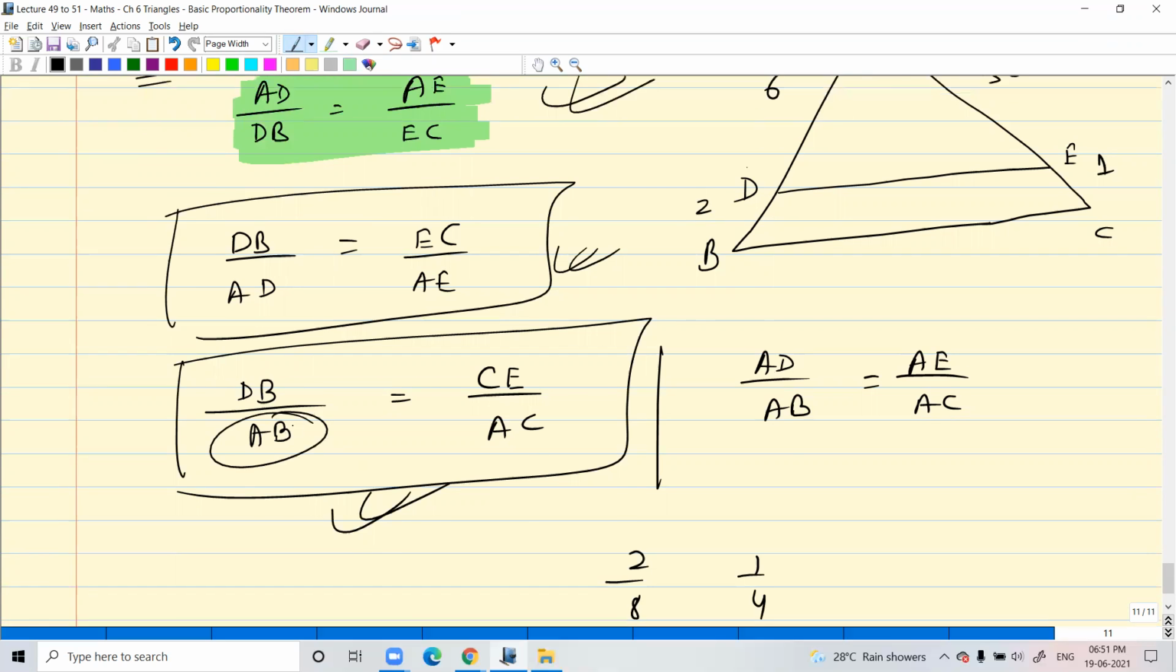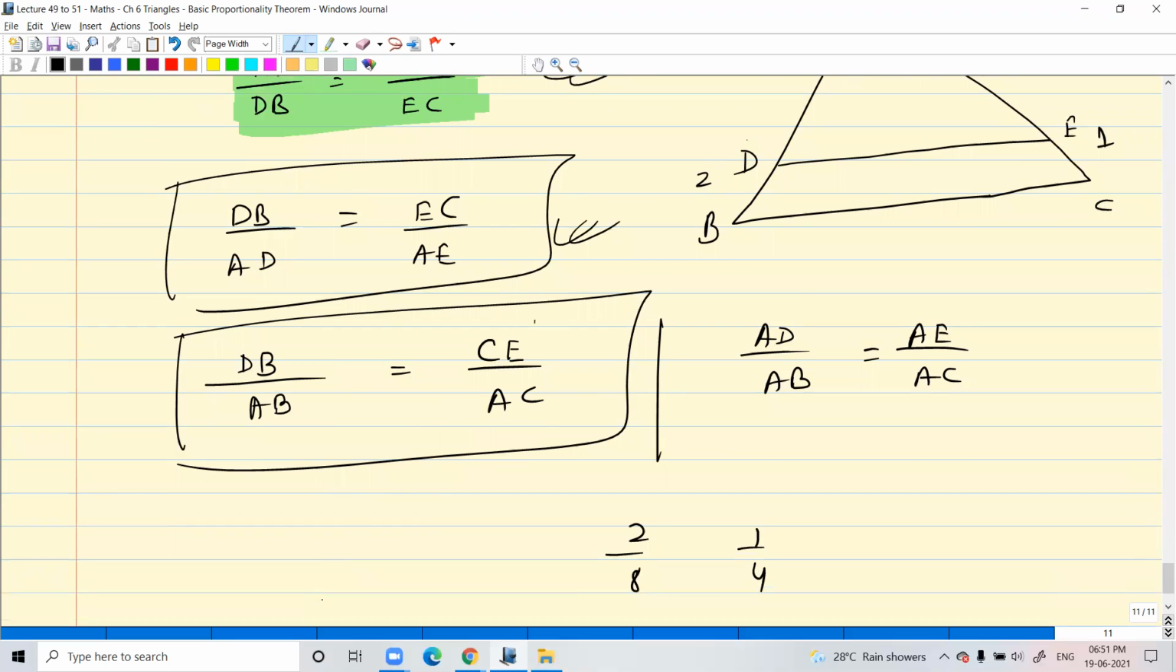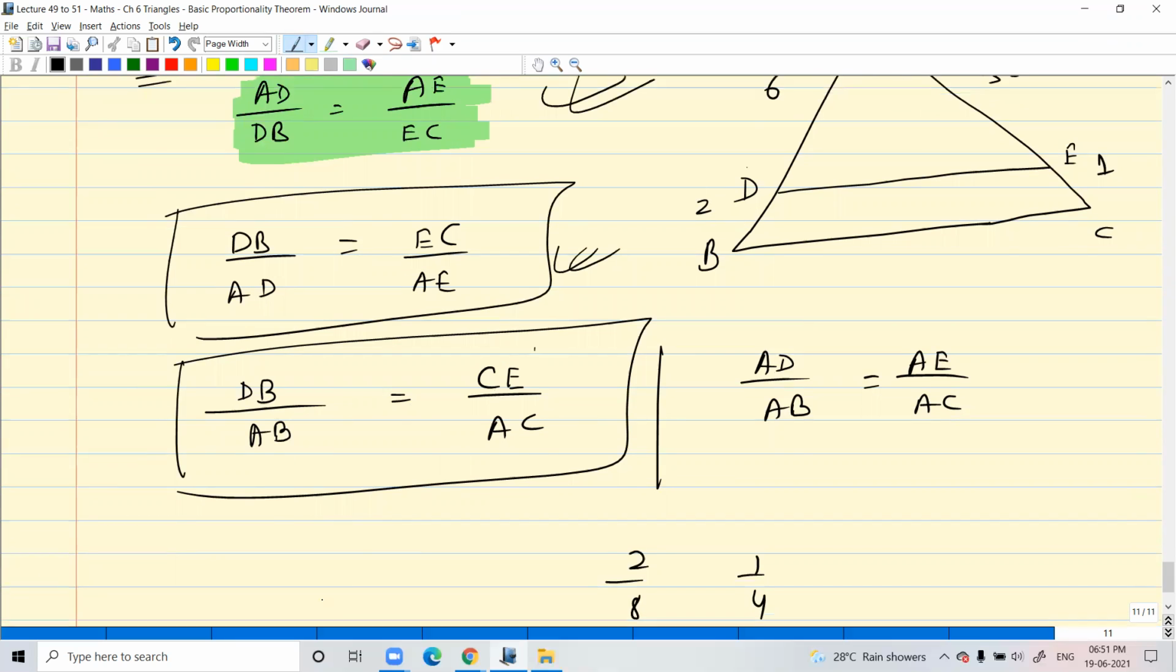AB means what? 6 plus 2. And AC means 1 plus 3. Everyone is able to figure that out, right? DB by AB means 2 by 8. CE by AC means 1 by 4. So these two are also equal. 2 by 8 is equal to 1 by 4. So all these are valid.